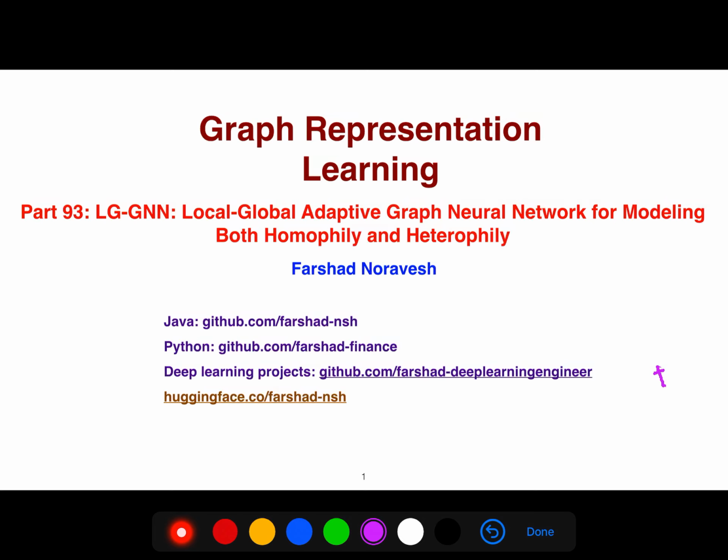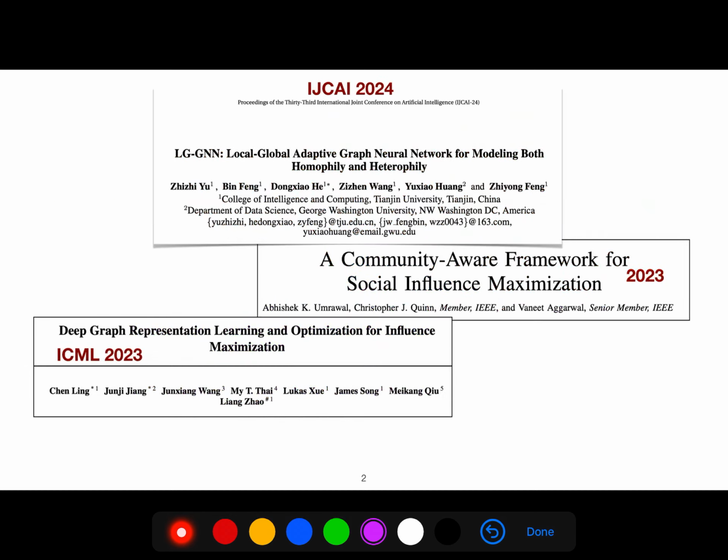You know, most graphs are homophily. The labels of the neighbors are very close, they are the same as the original node. But heterophily, there are some data sets like Squirrel, Chameleon. Their state of the art is just 45%. Because not only they are related to their neighbors, but also the attributes of them are important. So this paper is very important, LG-GNN.